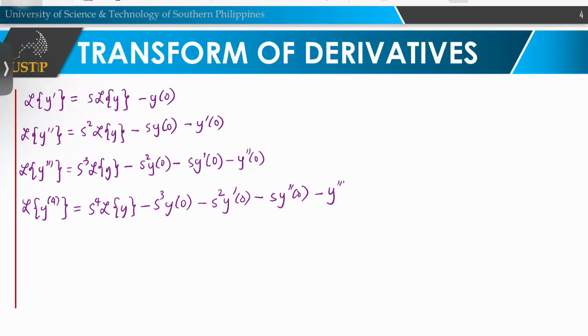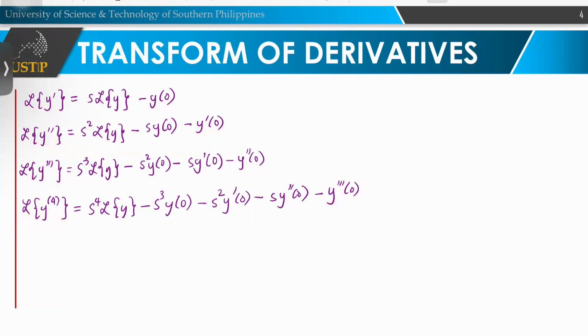that is y triple prime of 0. Notice, class, that the very last term is just one derivative lower than the nth derivative you took the Laplace transform of. If you want the Laplace transform of y prime, the last term is y, one derivative lower. So for y double prime, y prime. For y triple prime, y double prime. And for the fourth derivative of y, the third derivative of y.